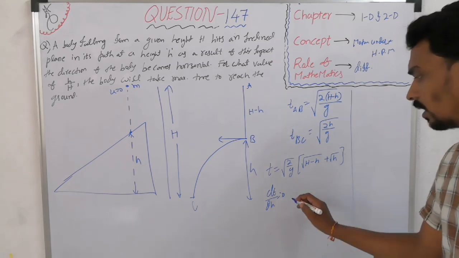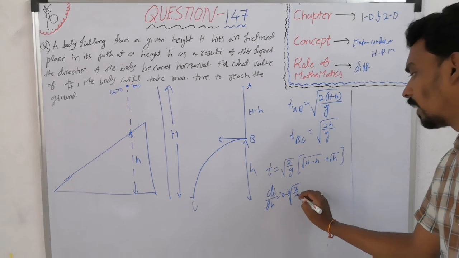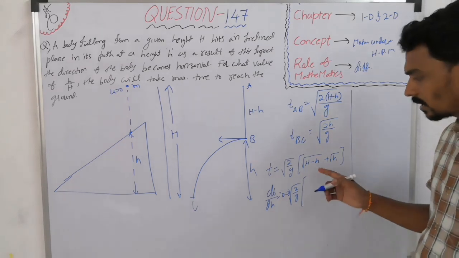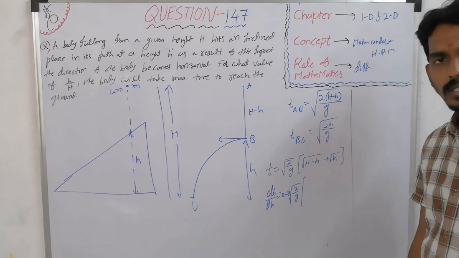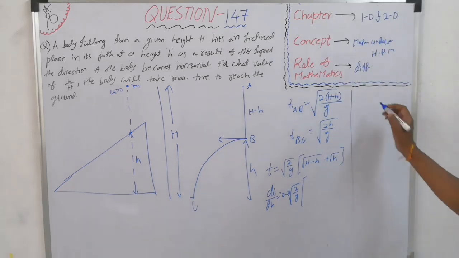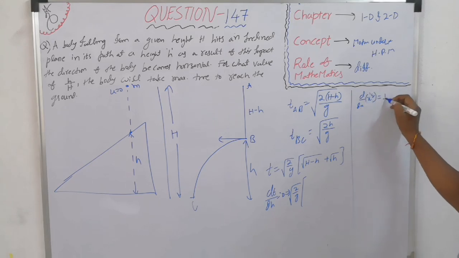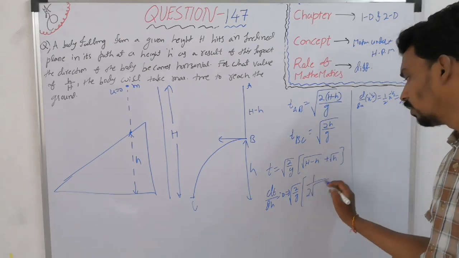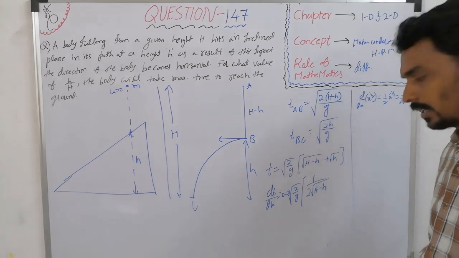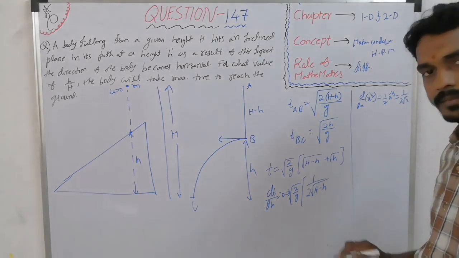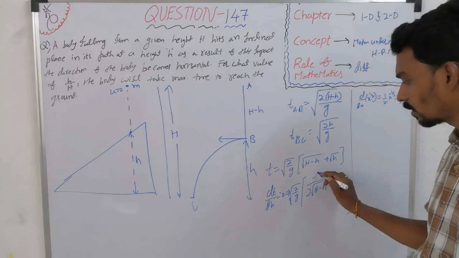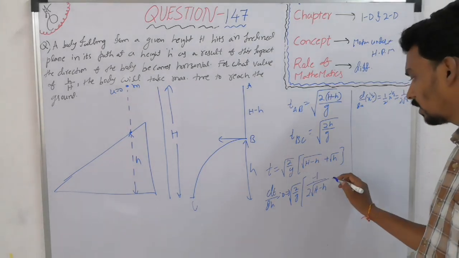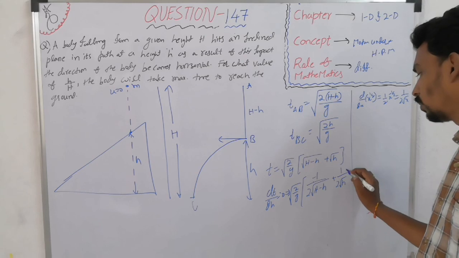That means here root 2 by g, differentiation of root x. What is differentiation of root x? Just I will tell you here. d by dx of root x means x power 1 by 2, 1 by 2 x power minus 1 by 2. So 1 by 2 root x. So 1 by 2 root H minus h. But here H minus h is there, so you have to differentiate again. So here what will come? Minus 1. And this is plus 1 by 2 root h.